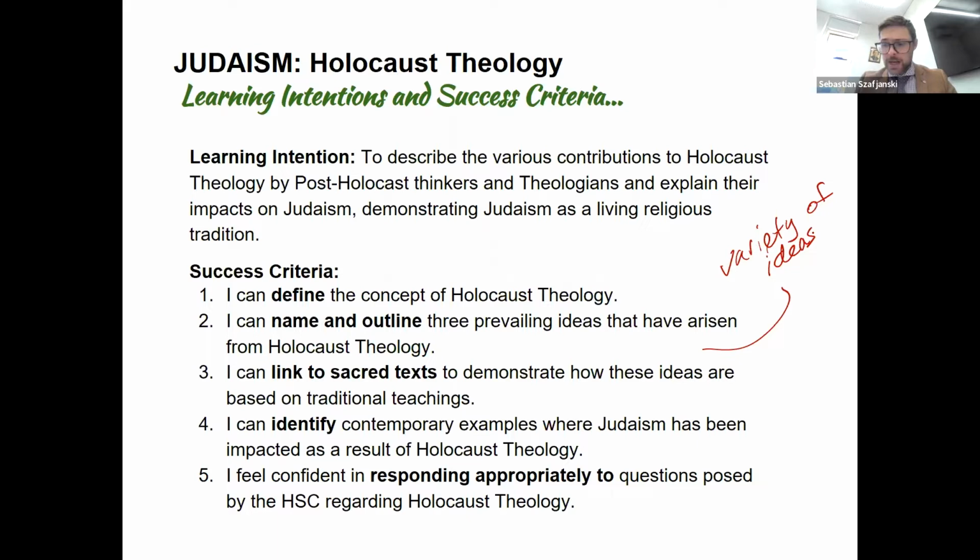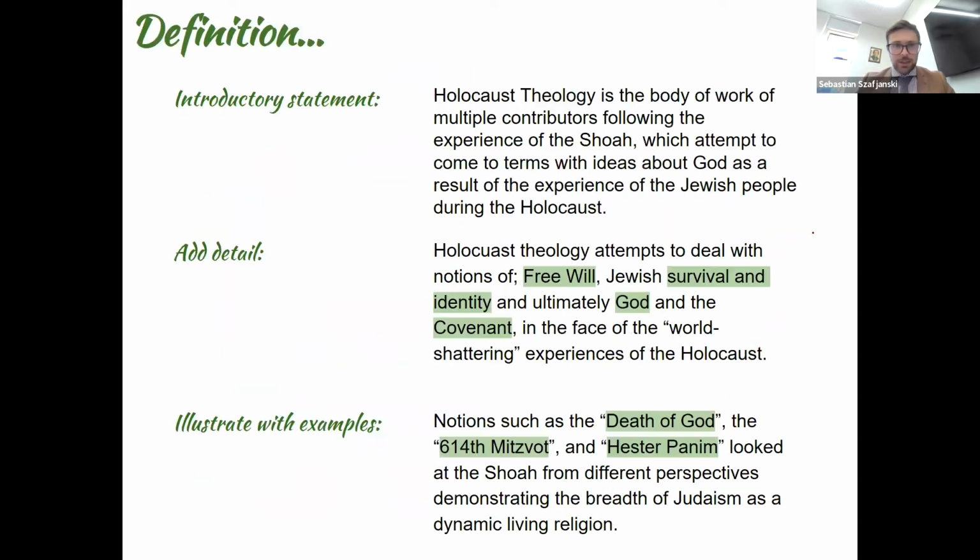And we'll have a look at a section 2, a longer answer from section 2, an 8 marker from a previous HSC. But we'll get into that as we move on. So let's just have a look at our definition. So our introductory statement, if we were to define Holocaust theology, is just that it's the body of work of multiple people that have experienced the Shoah or the Holocaust.